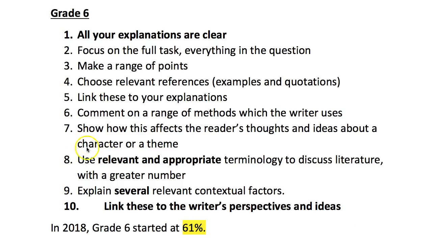So if we go back to the 10 things we had to do for grade 6, I hope you can see how useful context is for you. The other thing that you needed to learn was to have more than one part for your explanation. And the final point was you can get up to grade 6 quite easily simply using PEE paragraphs. And 61% is not a massive score that you need to get into grade 6.